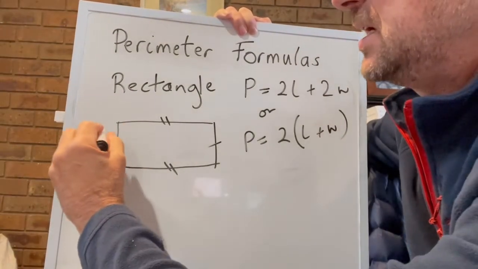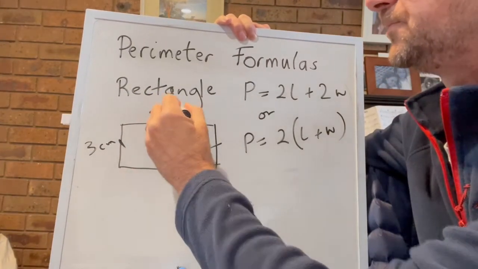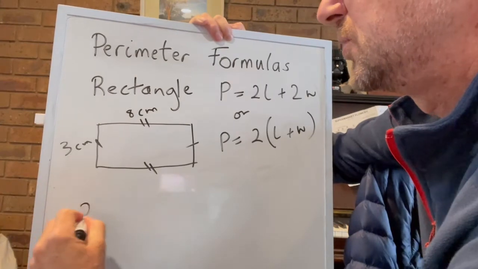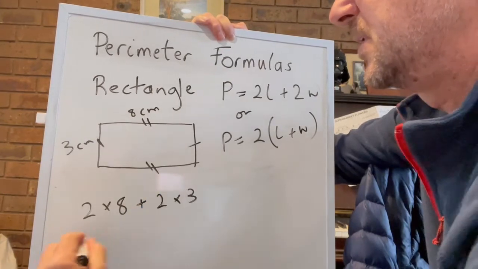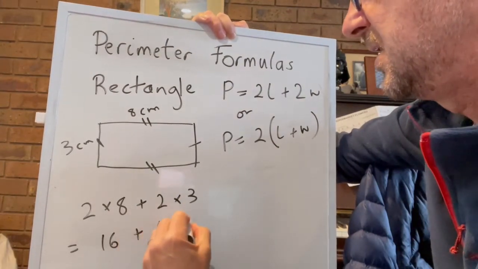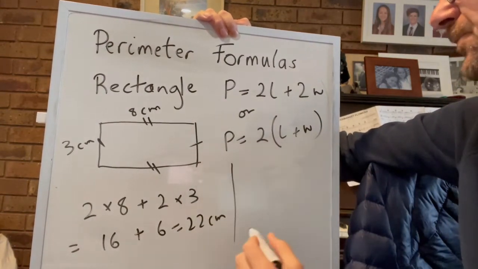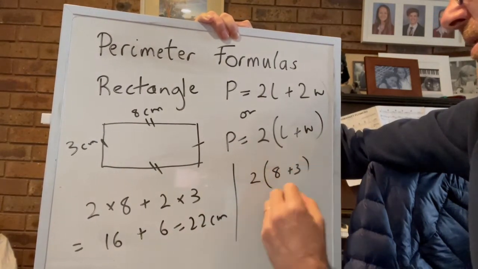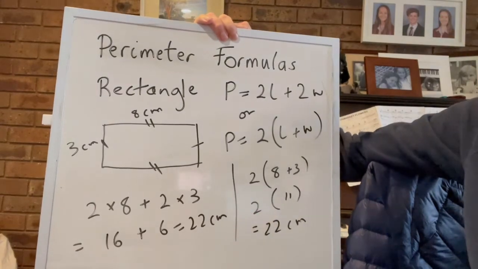So let's assume that this one here has a 3 centimeter side here and an 8 centimeter side here. Let's do the first one. So we've got 2 times the length plus 2 times the width. So that'll equal 16 plus 6 equals 22 centimeters as a possible answer. The other option here is to do it this way, where we have the brackets. So 2 times, and then we would have 8 plus 3. So it'll be 2 times 11, and that would also equal 22 centimeters.